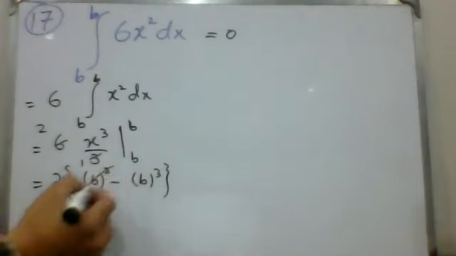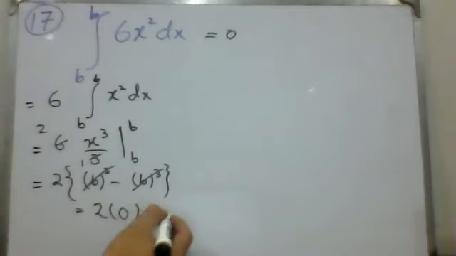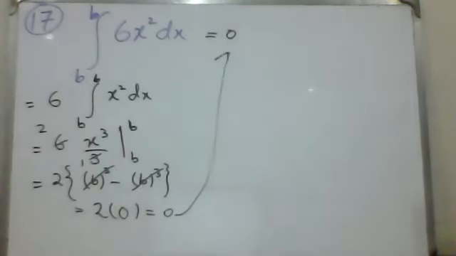So b power 3 and b power 3 is cancelled, we get 2 and 2 is 0, that is answer 0. So we get the property value is 0. If we solve this, then the condition of that property is fulfilled. That is the problem solved.